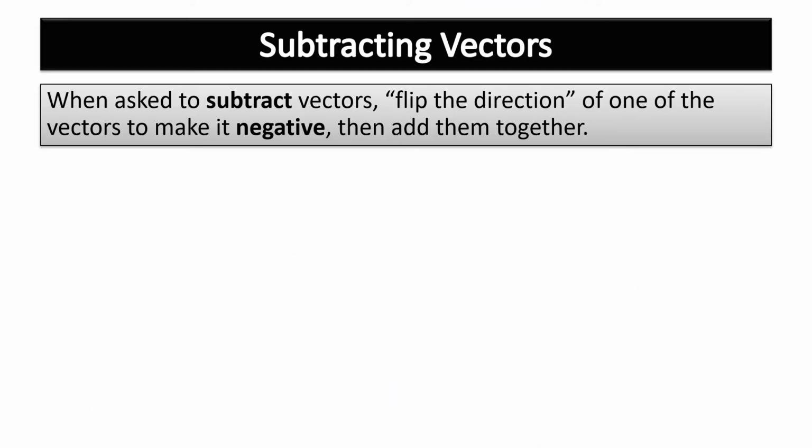So we could also subtract vectors. It's not as complicated as adding vectors by components. All you do is, when asked to subtract vectors, you flip the direction of one of the vectors to make it negative, and then you add them together. So if I have the green arrow pointing to the right and the blue arrow pointing up, we add them head to tail like normal, and then we have the resultant.